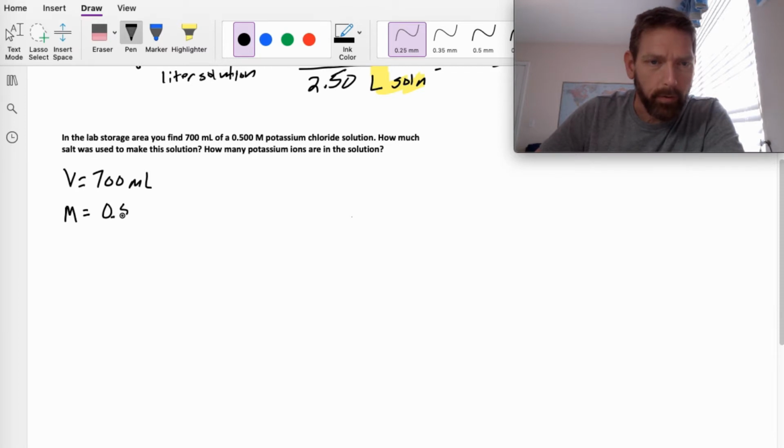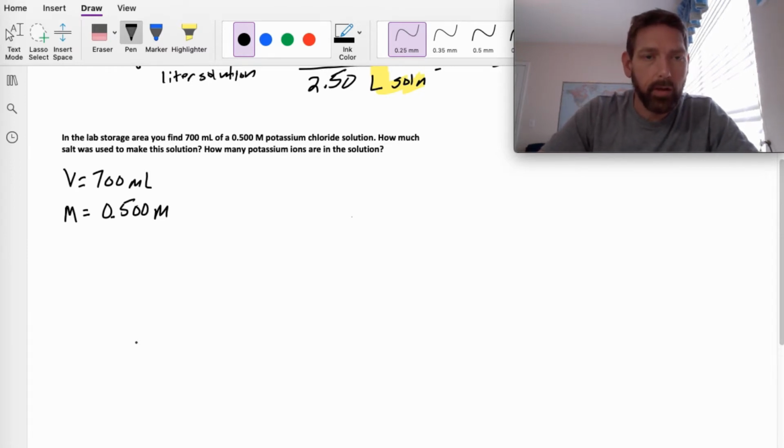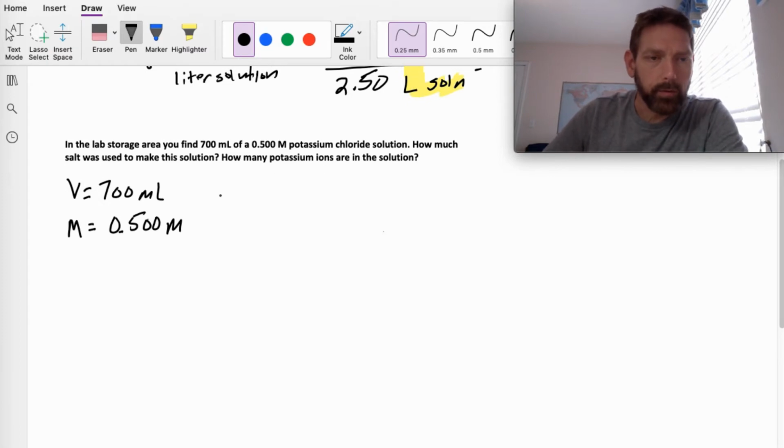So it's 0.500 molar, right? We've got molarity. So now we just need to figure out how much salt was used, right? So how much salt was used?